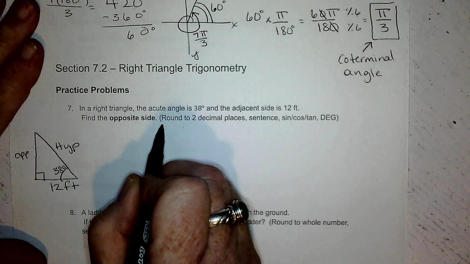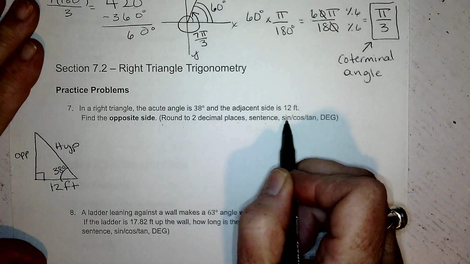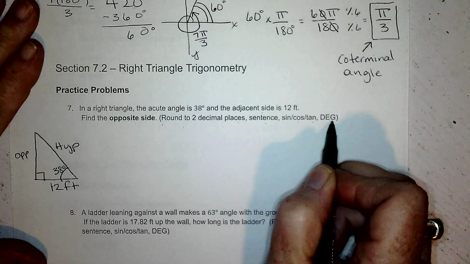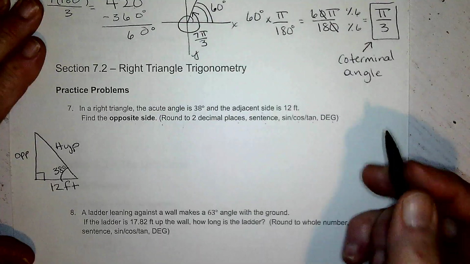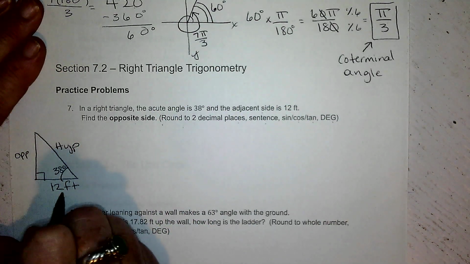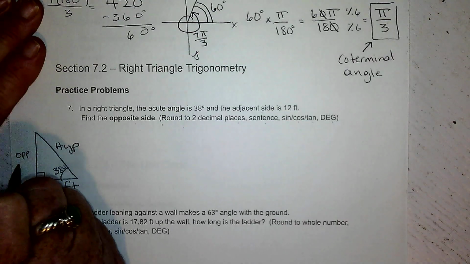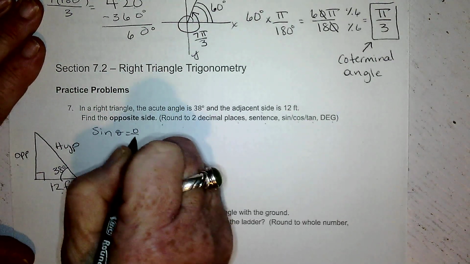Find the opposite side. Round to 2 decimal places. Create a sentence. You can only use sine, cosine, and tangent, and make sure you're using degrees. Okay. Well, that's easy enough. So if we have the adjacent side and we need the opposite side, you've got to think of what you have here. You have sine of theta is opposite over hypotenuse.